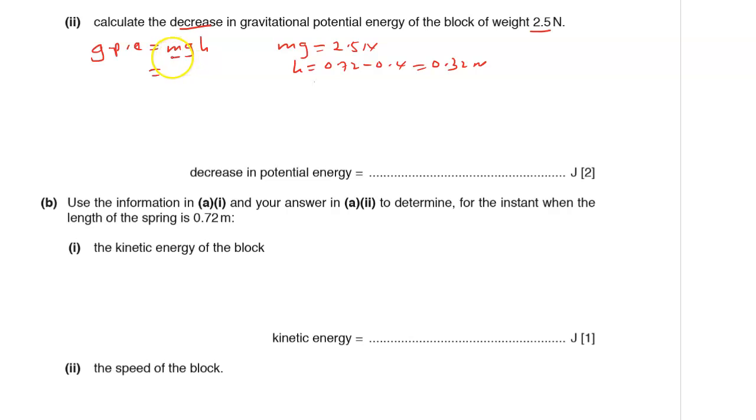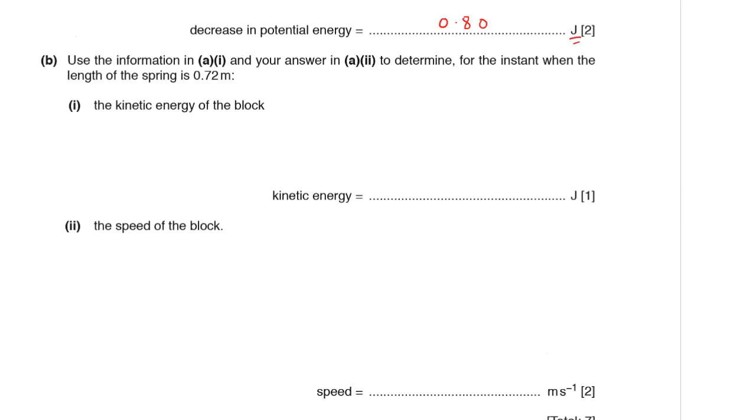So of course, mg is the weight. So 2.5 times 0.32, and this gives us 0.80 joules. So the decrease in GPE is 0.80 joules, which was the units given there. Remember, the block is going downwards, so there is a decrease in gravitational potential energy.